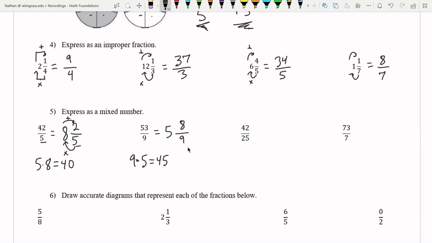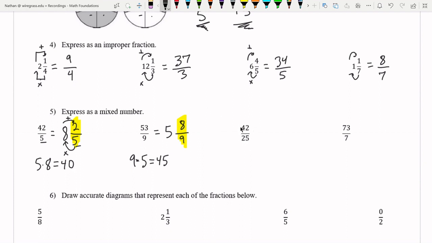Also, it's important to note that when I do this, the side fraction here is always a proper fraction. If you have an improper fraction on the side there, you've done the first part, the whole number part, incorrectly, and you have to rethink through how many times the denominator fits into the numerator.